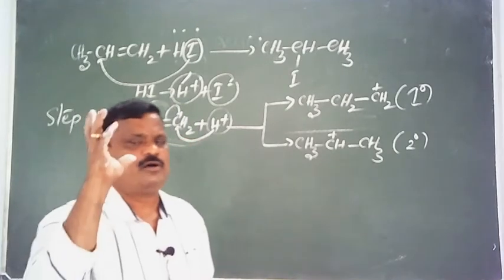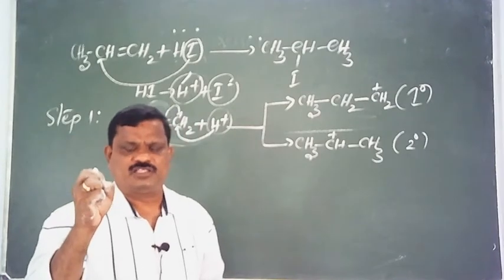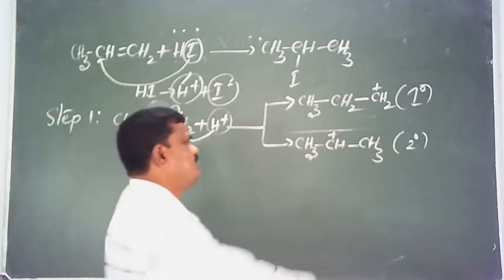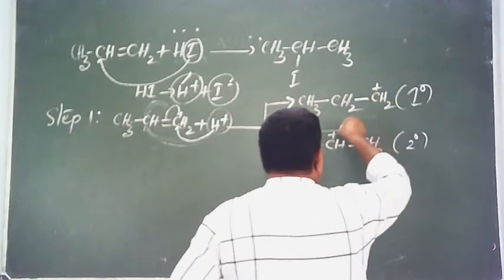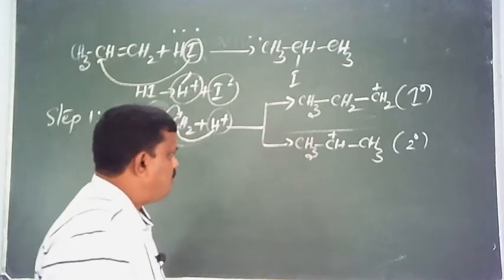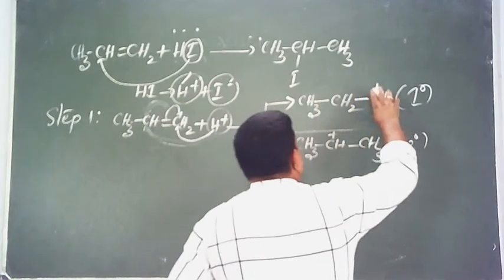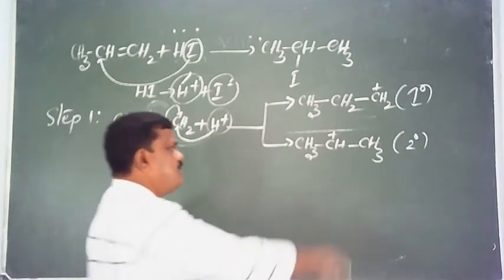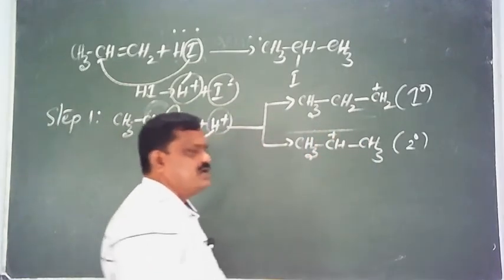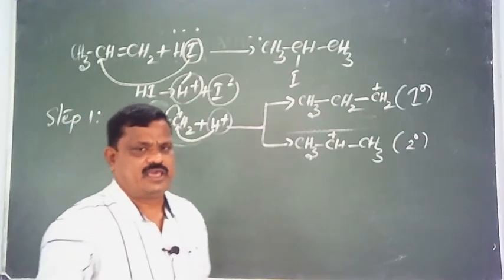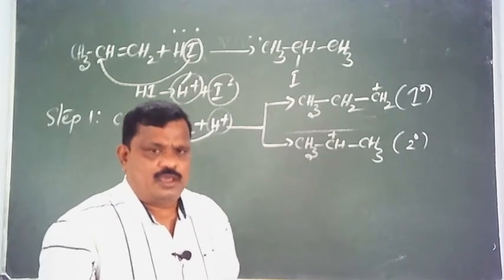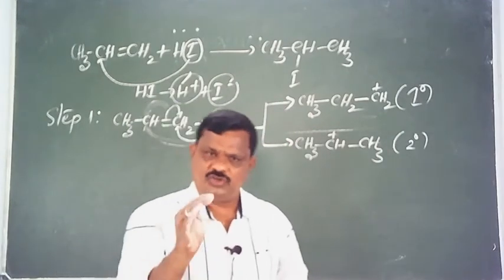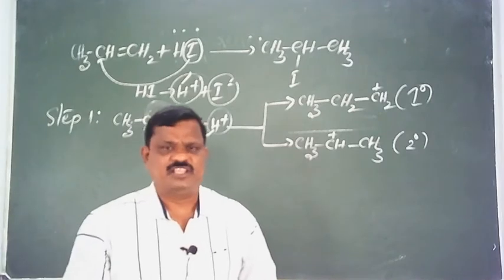What do you mean by carbocation? A carbocation is a positively charged species in which the positive charge is located on carbon. Here the positive charge is on carbon. This is primary because the positive charge is located on a primary carbon atom. Here the positive charge is located on a secondary carbon atom. And their stability is known to us. Tertiary carbocation is more stable than secondary, primary is least stable.